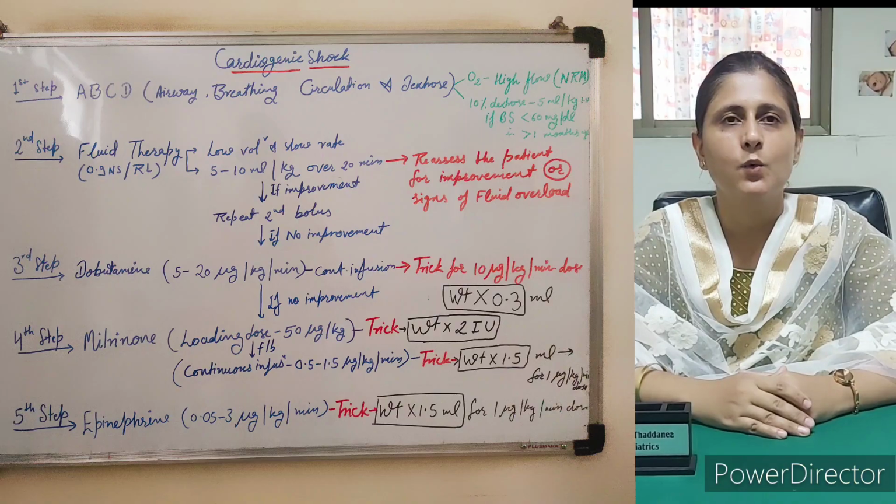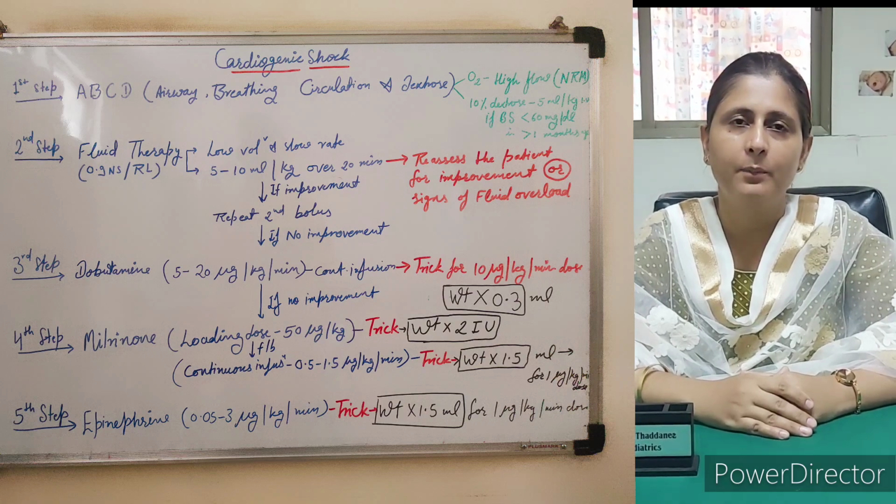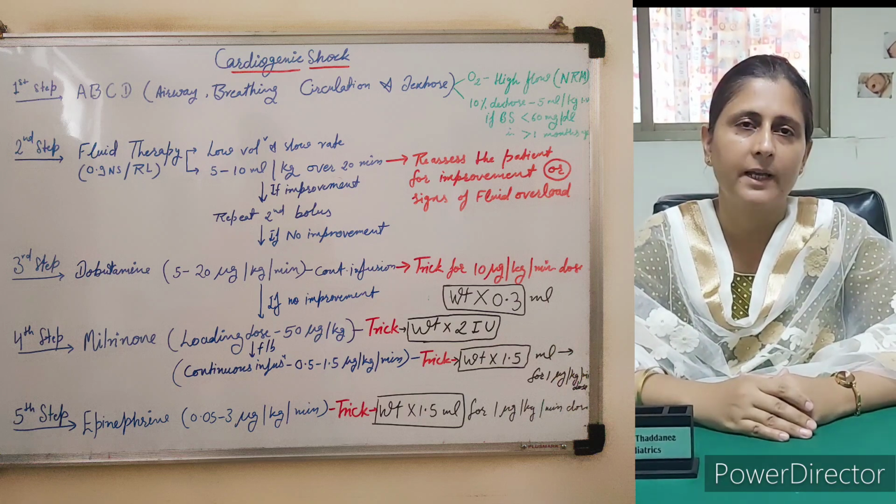Whenever a patient is having cardiogenic shock, for example if the patient is a known case of congenital heart disease or has decreased myocardial contractility because of myocardial ischemia or myocardiopathy, or in newborns, generally after severe birth asphyxia. In this condition, first we have to do the ABCD: airway, breathing and circulation, and D for dextrose.